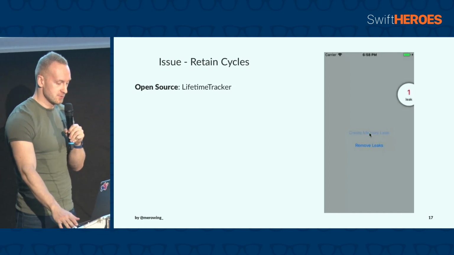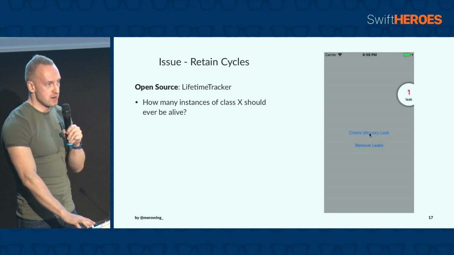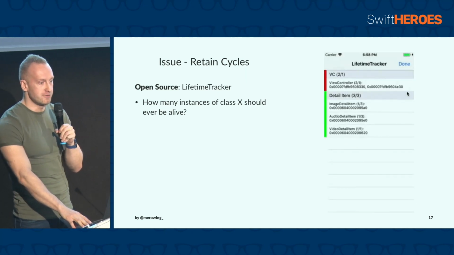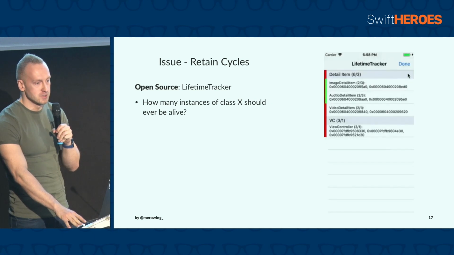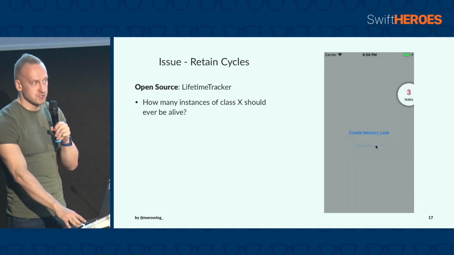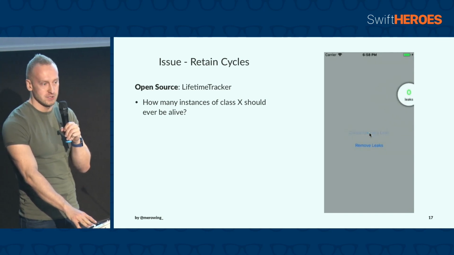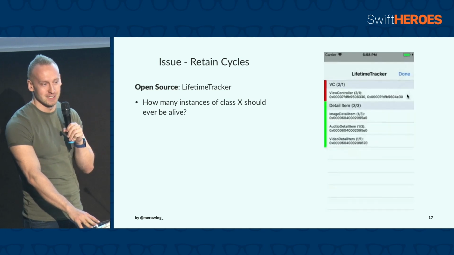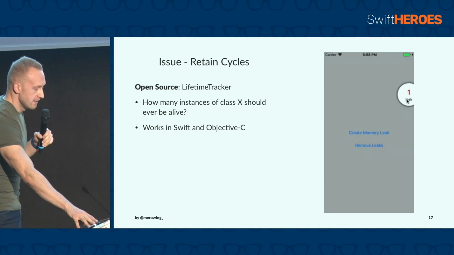So I built this small tool called Lifetime Tracker, and it's based on a very simple premise. In most applications, you can define how many instances of controllers can live at the same time. So for example, in most applications, you can only have one login screen, right? So if the application ever has more than one instance of a login screen, it means that the previous login screen has leaked. And it works in both Swift and Objective-C.